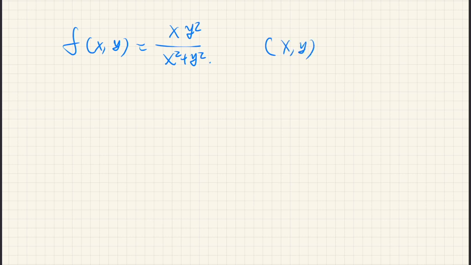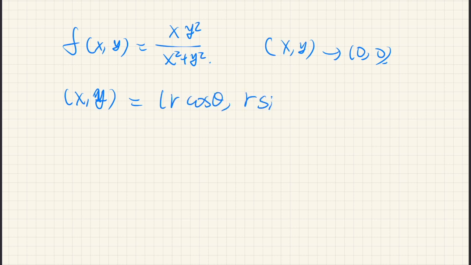Now here's another example. Let's consider this function, f of x y equals x y squared over x squared plus y squared. And we consider the limit when x y approaches 0, 0, the origin. To consider this limit, let's use the polar form of x and y, that is r cosine theta and r sine theta.